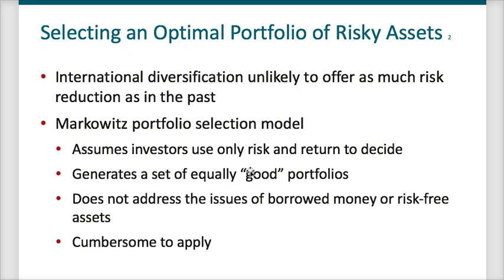Now, in the Markowitz portfolio selection model, you have to assume that investors only use risk and return to decide. So that's the only two factors they're going to think about, the risks and the returns. So we're going to boil it down to those two characteristics. Also the selection model is going to generate a set of equally good portfolios, and it does not address the issues of borrowing money or risk-free assets. So we're not going to think about borrowing money and interest rates and risks of paying money back, or risk-free assets. And it can be cumbersome to apply to individual stocks.